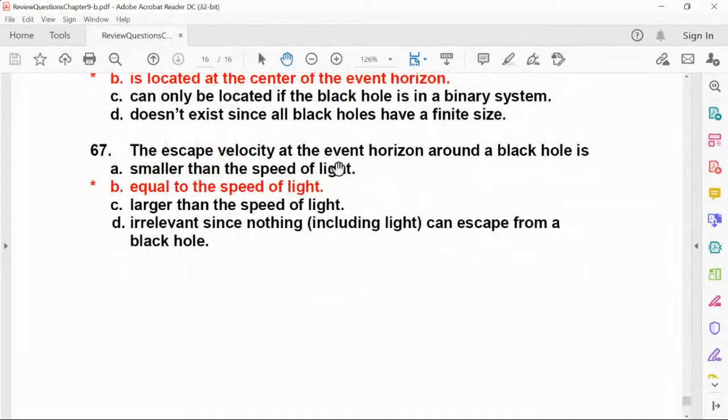Finally, the escape velocity at the event horizon around the black hole is equal to the speed of light. That means if you get to a black hole, there is no escaping. There are now some arguments, some people say you can have what's called a warp space, and you can go from one universe to the next through a black hole and things like that.